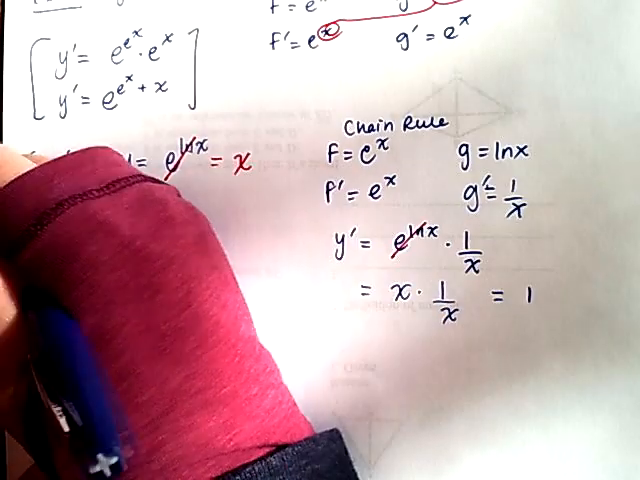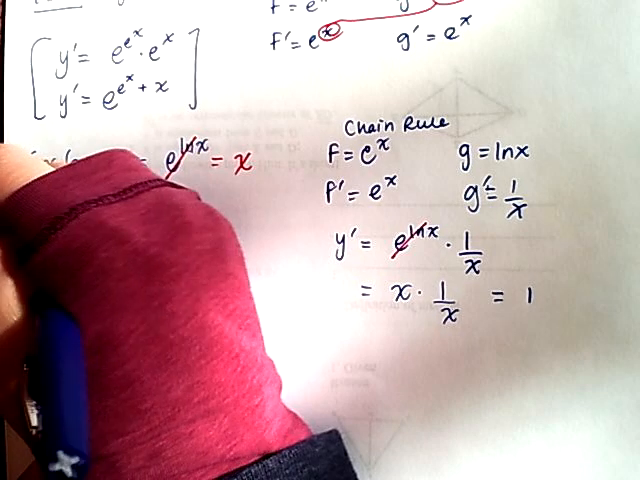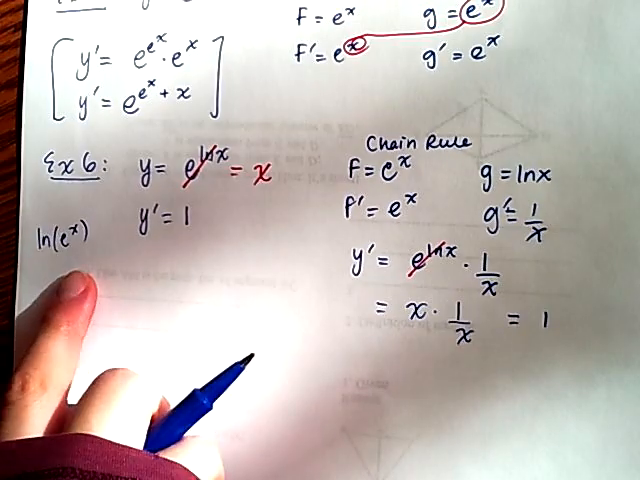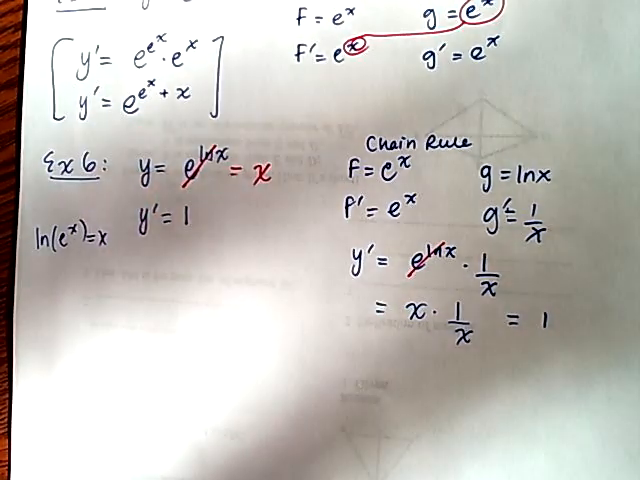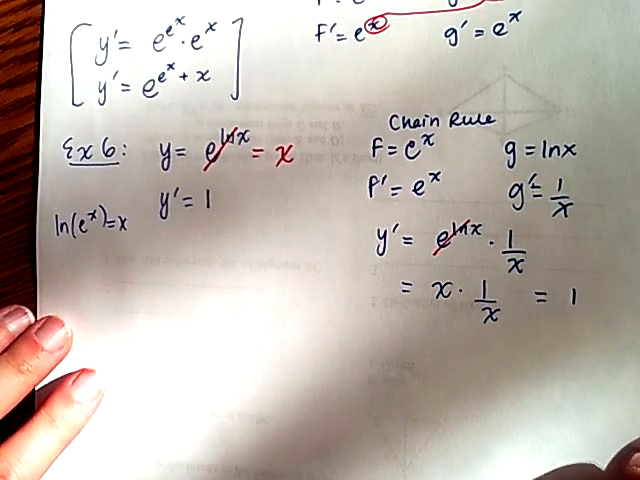Okay, so the key is for that is just kind of be on the lookout for that situation, or like the situation where you have ln of e to the x, something like that. That's also going to equal x, right? So if you can recognize it, it saves you a little bit of time.